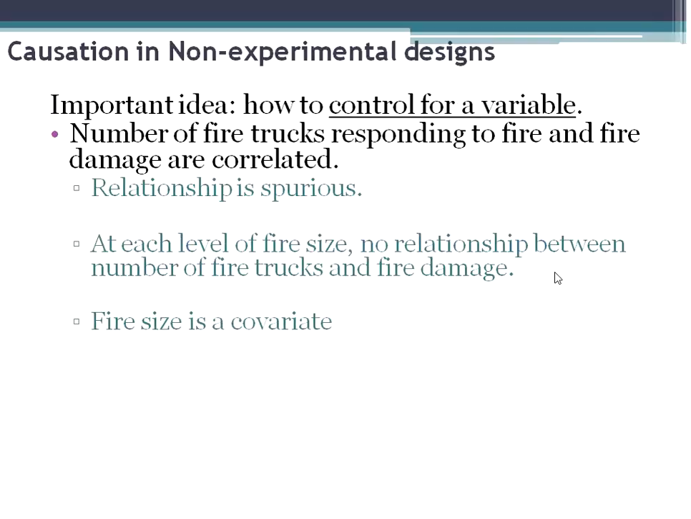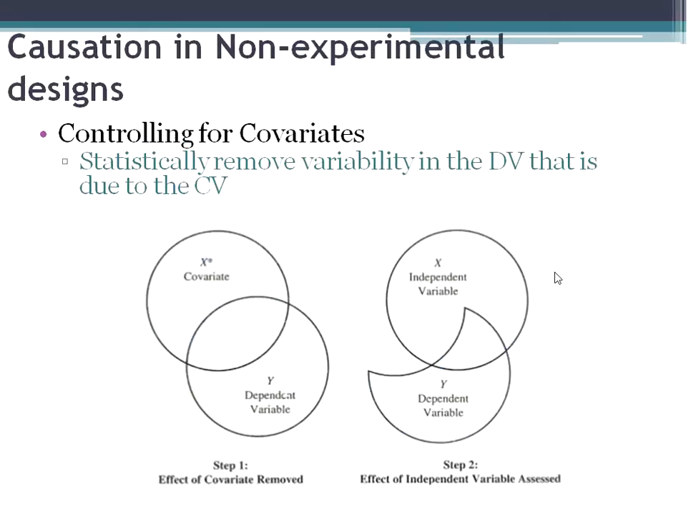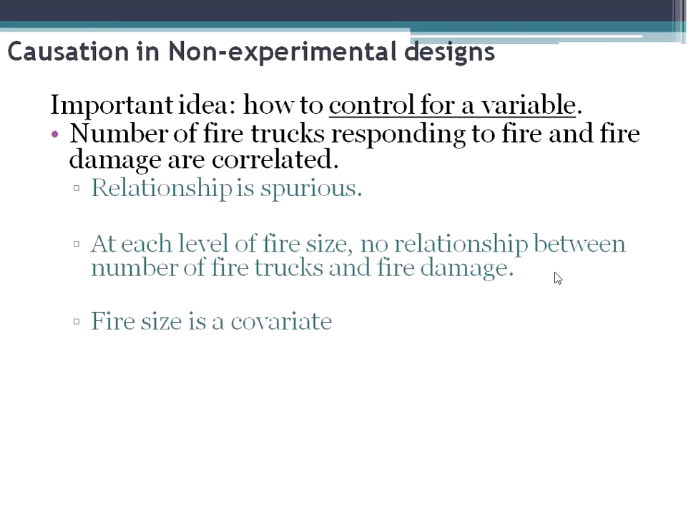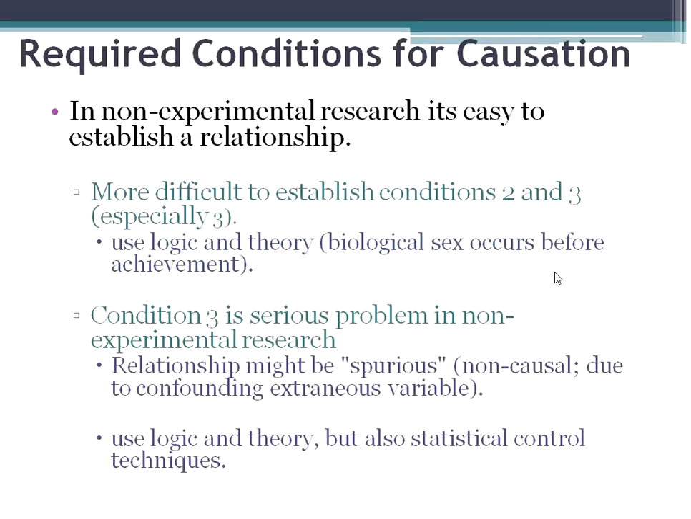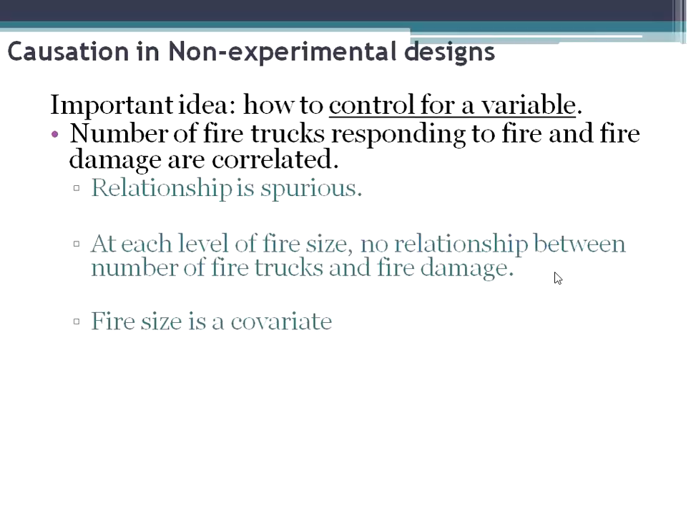So one thing that we can do to help rule out these alternative explanations is by having control. One thing that we can do to rule out these alternative explanations is to measure and include in our study as many control variables or covariates that might have an effect on our dependent variable.